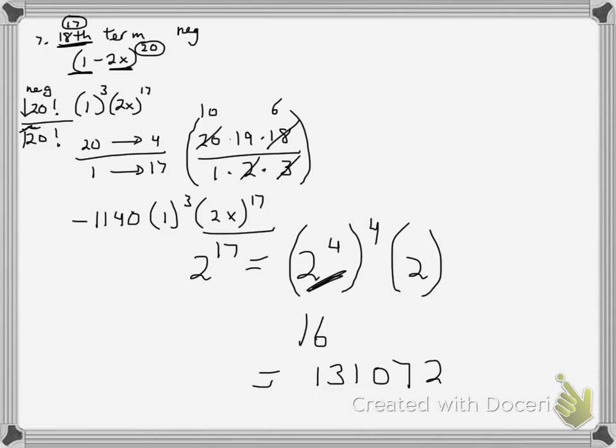I like to break these up, like I've got 2 to the 17th. I know what 2 to the 4th is. It'd be 4 times 4 is 16. And remembering that this is multiplying, if I said 2 to the 4th raised to the 4th power, that would be 16 of those, and multiply 1 more 2, and that would be 17. That way I just punch in the calculator 16 times 16 times 16 times 16, and then times 2, and then times 1140. And I get 149,422,080.